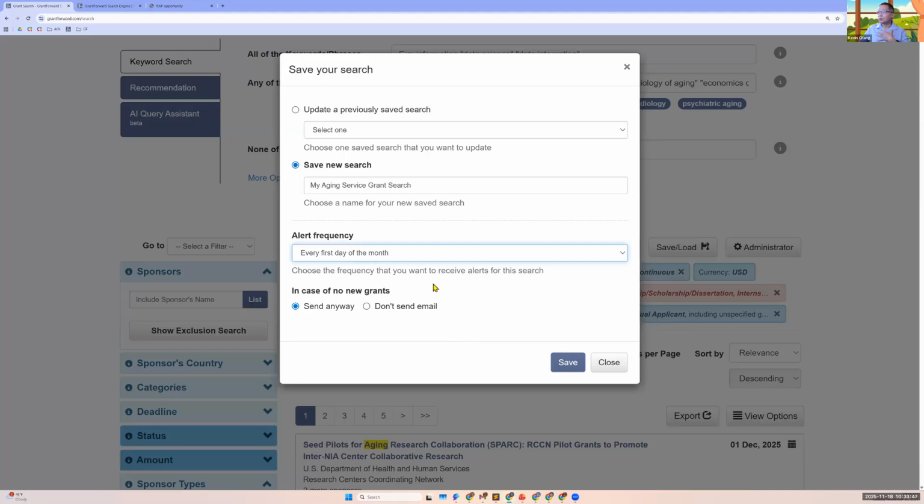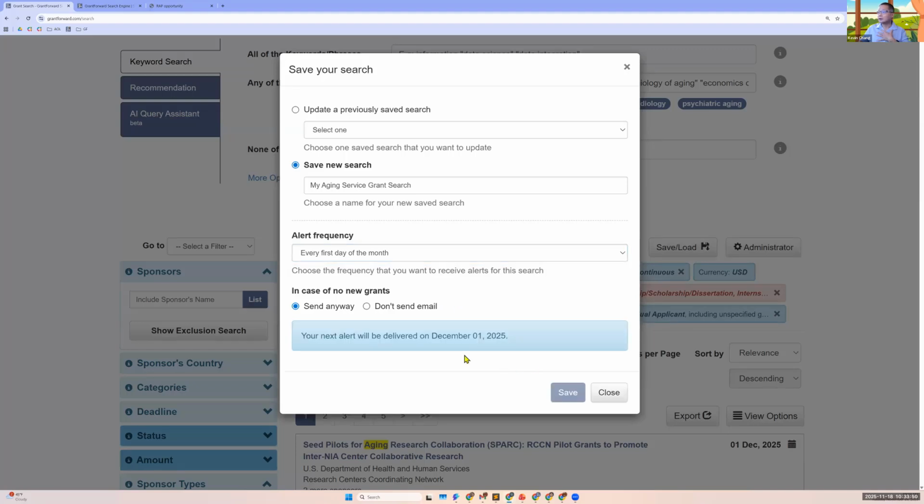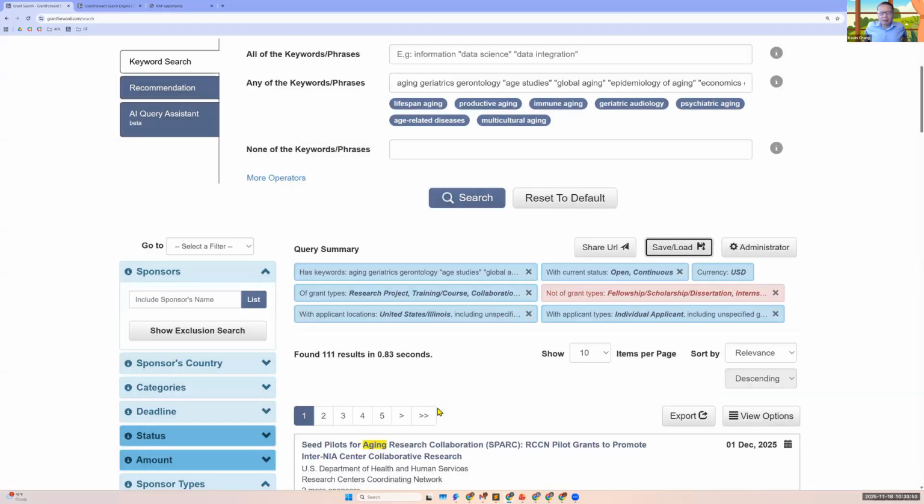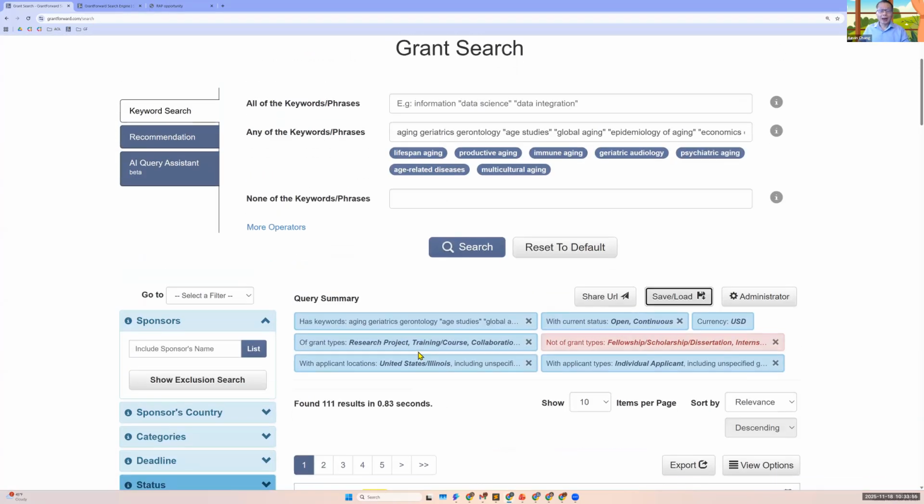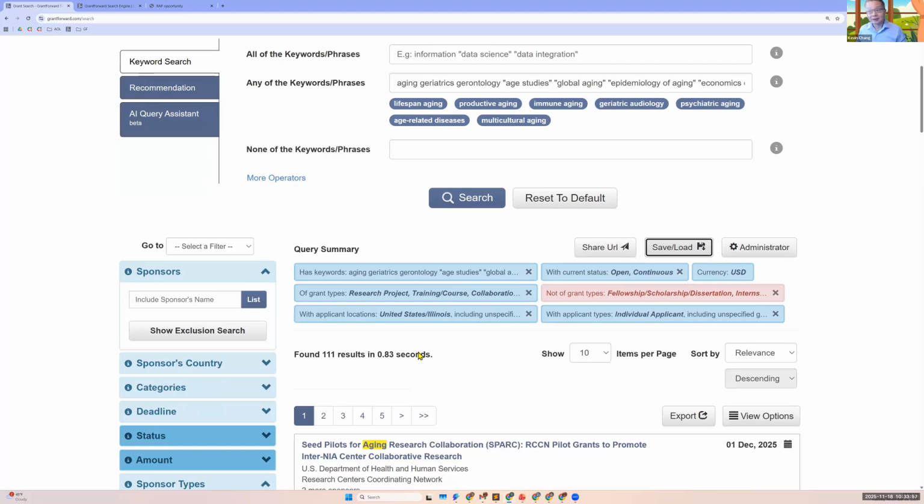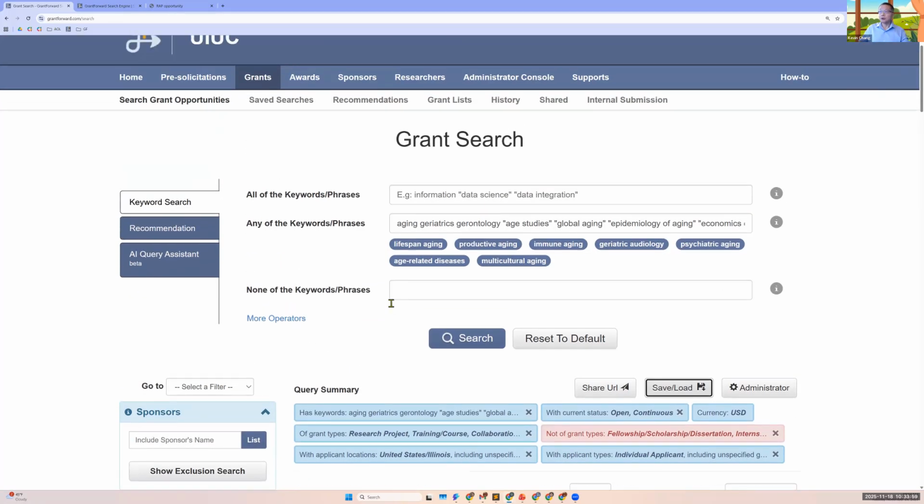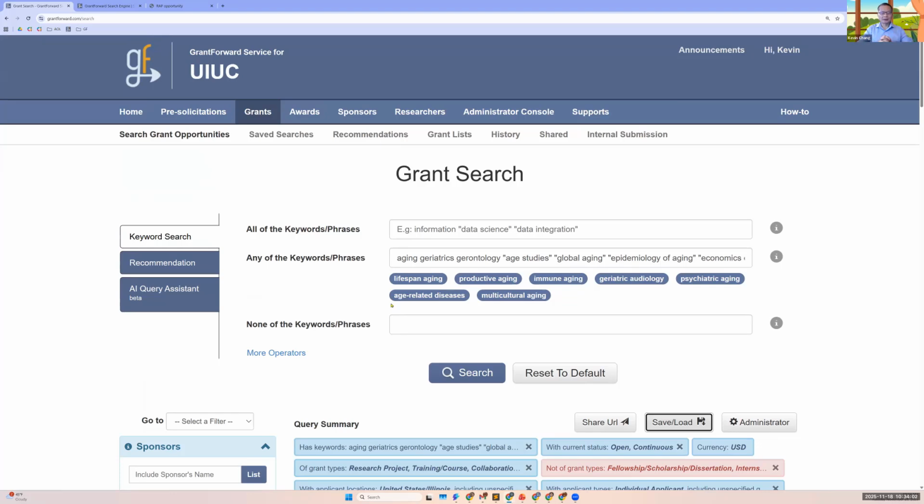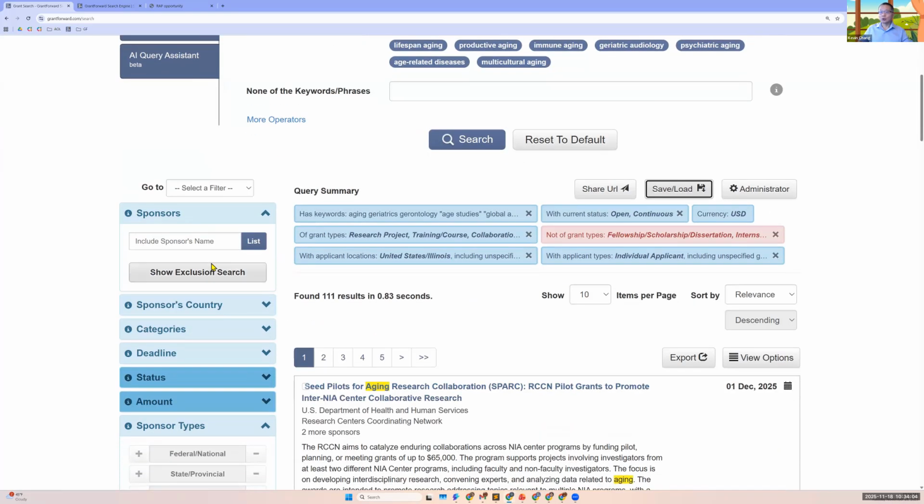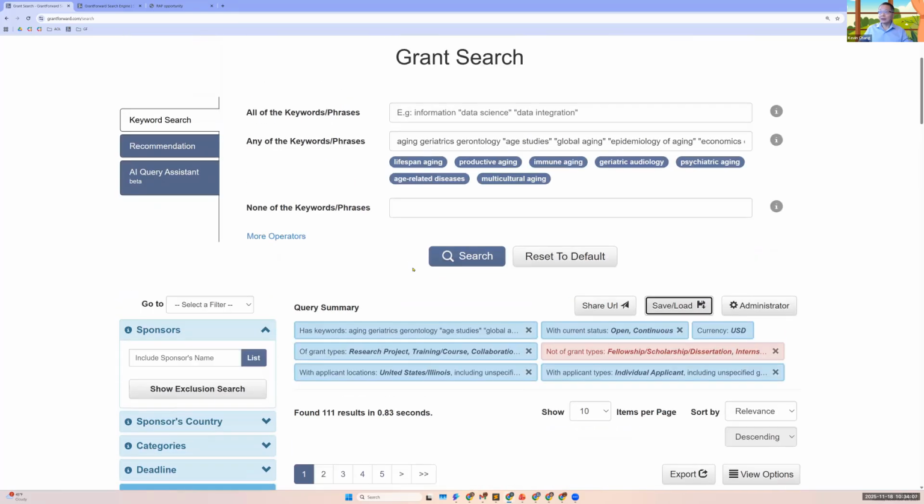Okay, so next time to receive this, you will say December 01. Next month, I will receive notification if there are new grants. And there are always new grants coming into the database. So this is your way to monitor grants that match your purpose, such as grants from your favorite sponsors, grants that match your keywords. You will be notified, so you will learn about every grant that is relevant. Okay, so this is how you can use the help of suggested keywords to systematically expand your search.